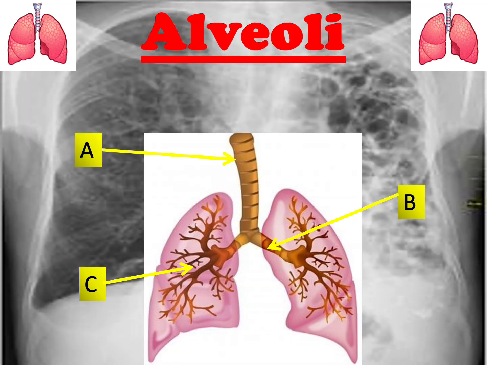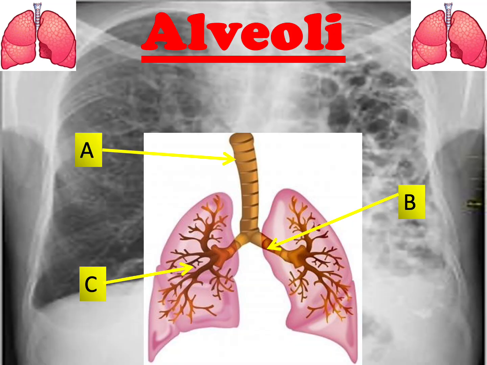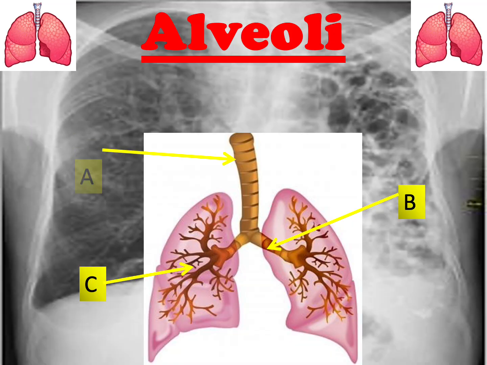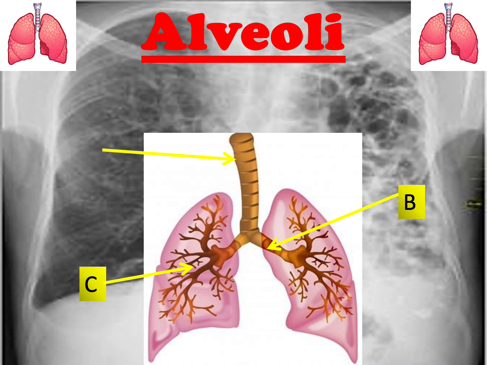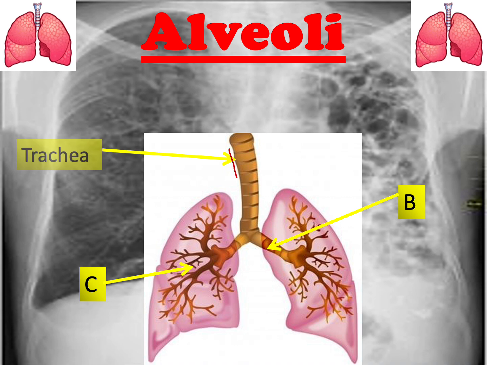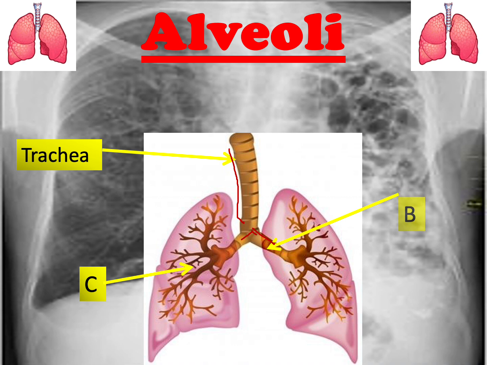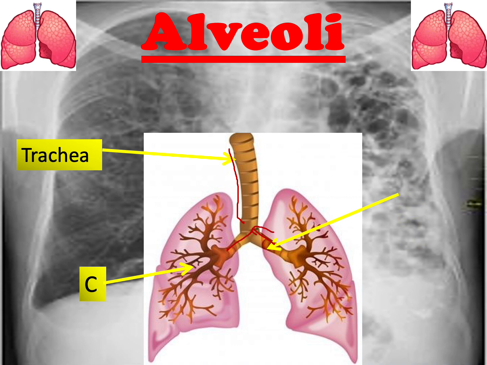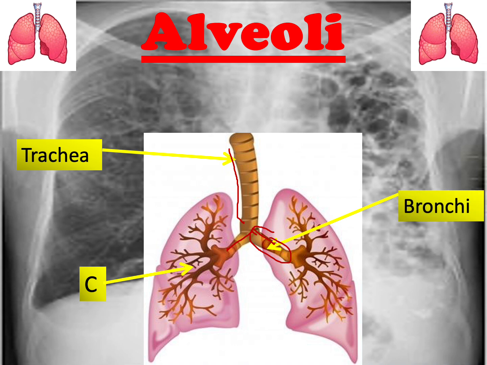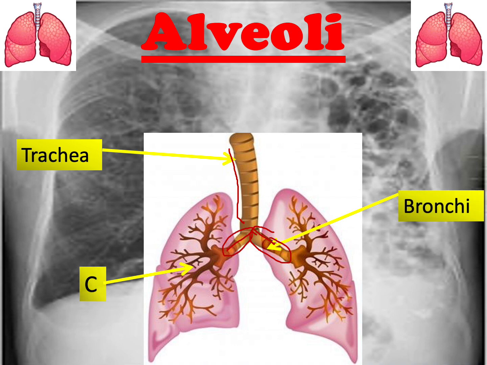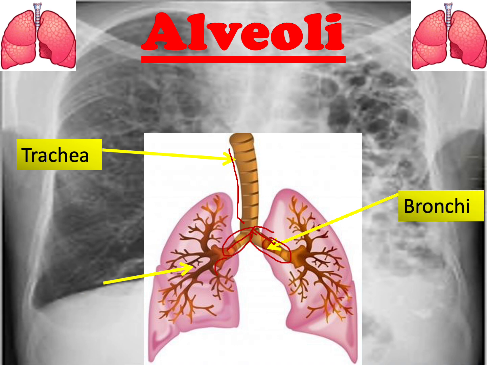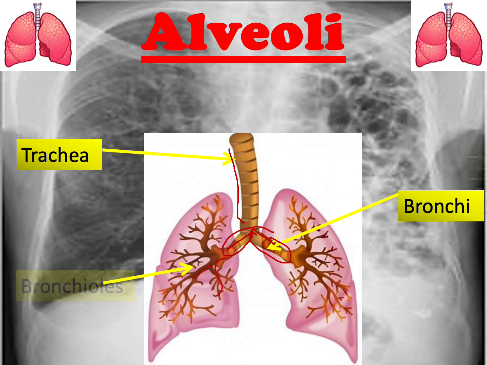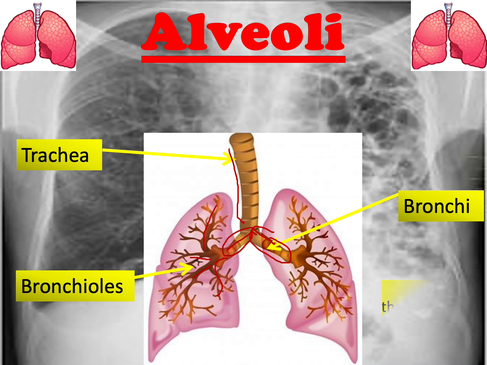Okay, let us all quickly do these labels. Let us label A. What is A? A is the windpipe or trachea, which leads to two branches. Down we go. Each branch is called what? They are called bronchi, and further these bronchi are subdividing into various small branches called bronchioles.